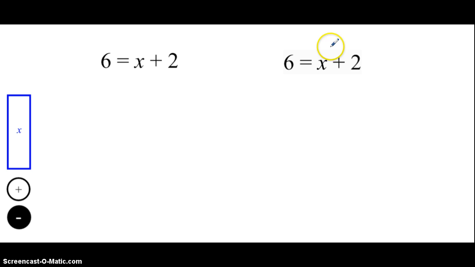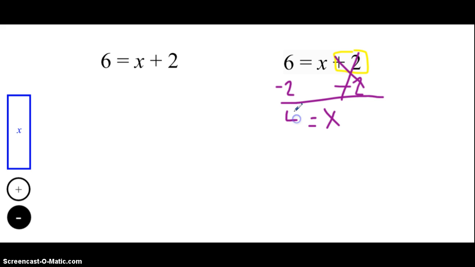We want to get rid of this plus 2 because we want to isolate the variable. We want to get that variable by itself. So how do I undo a plus 2? I undo a plus 2 by subtracting 2. These go away, and I have x is equal to 6 minus 2, which is 4.